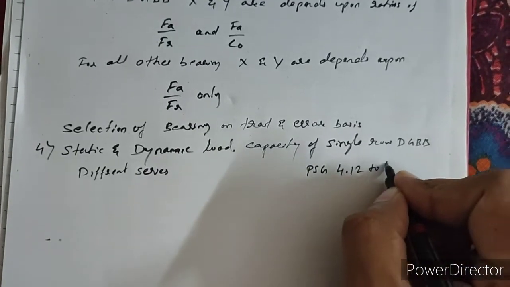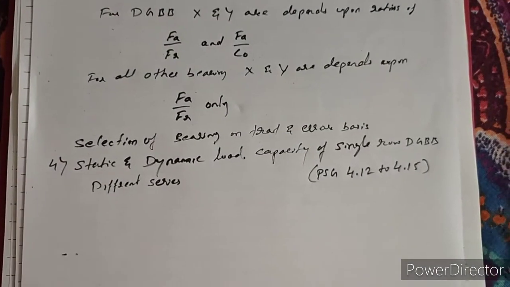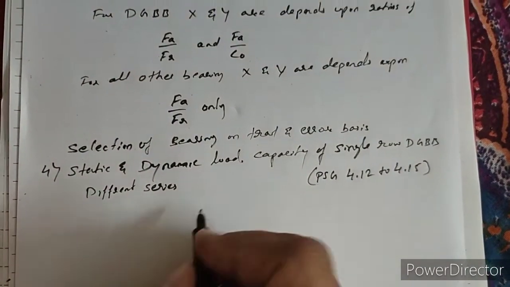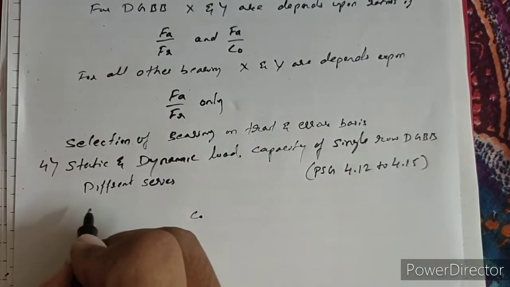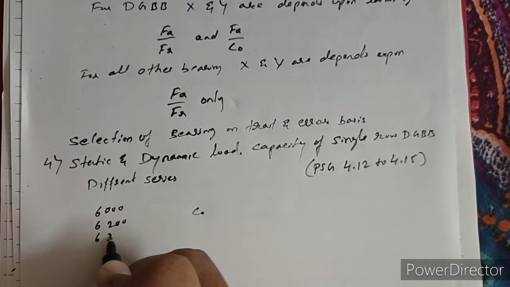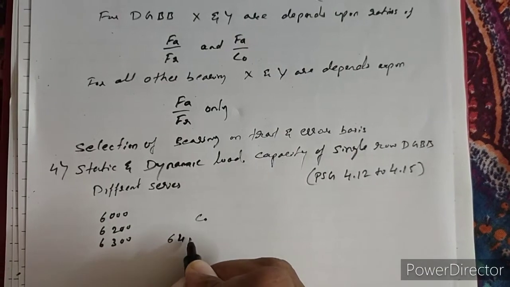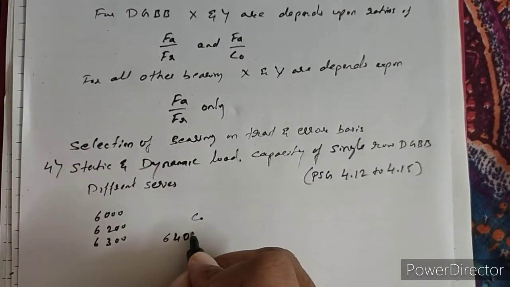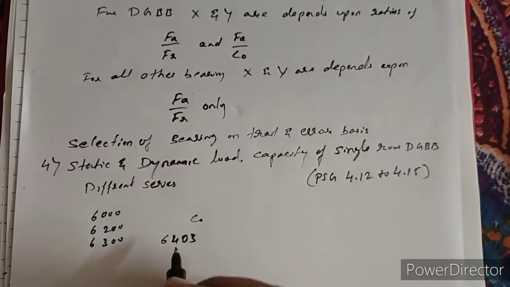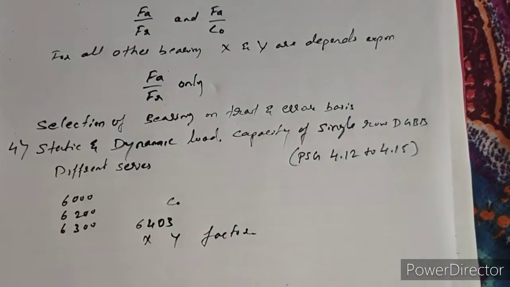Suppose our shaft diameter is 10 mm. For that we will go for 6000, or first of all we have to understand the C0. For this 10 mm it is 6000, 6200, 6300. In the 64 series we will get the higher values, that is for 15 mm and more, 17 mm and more. Also we have to select depending upon X and Y factors.